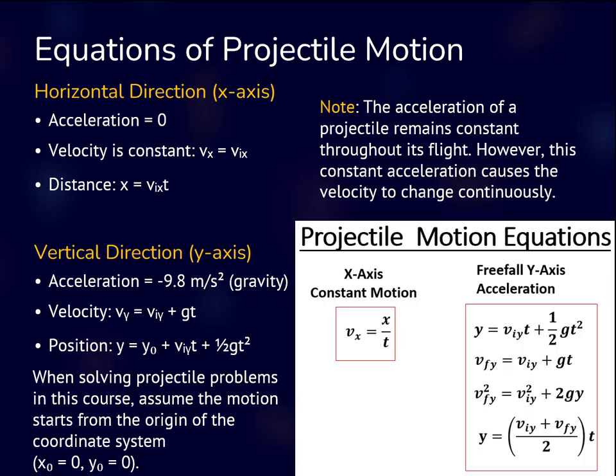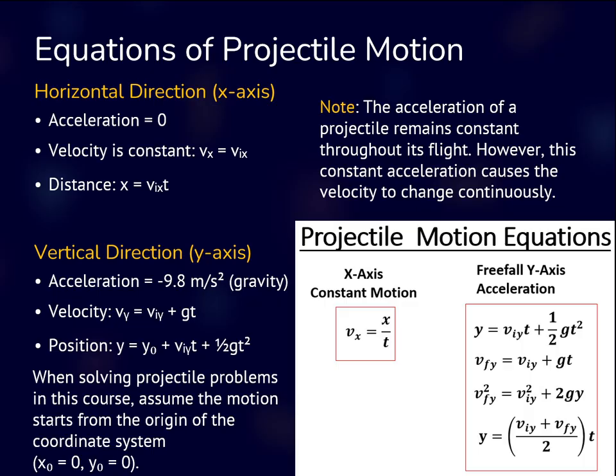In the vertical direction, meaning the y direction, acceleration is going to be equal to negative 9.8 meters per second squared because of gravity. Here, we have to use a little bit more complicated equation for velocity. The velocity in the y direction is going to be equal to the initial velocity in the y direction, which sometimes might be 0, but if there's an initial velocity in the y direction, we're going to add that to acceleration due to gravity multiplied by time.